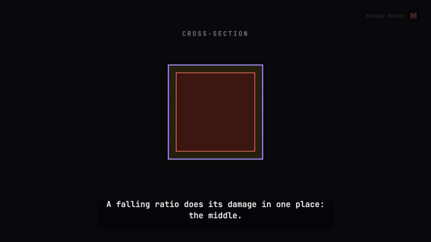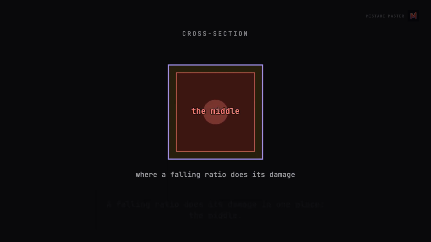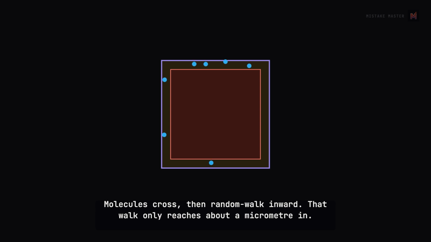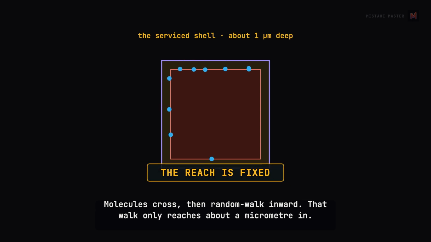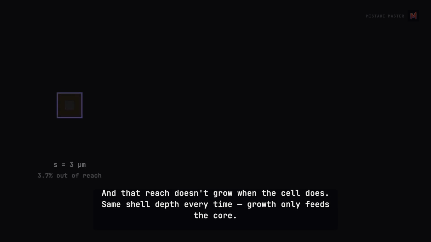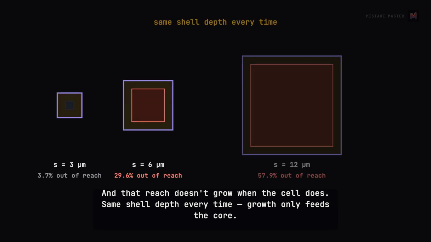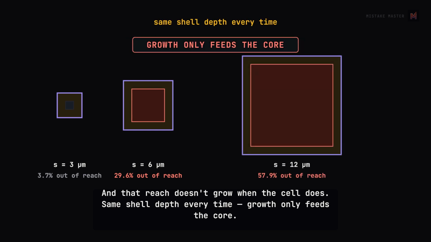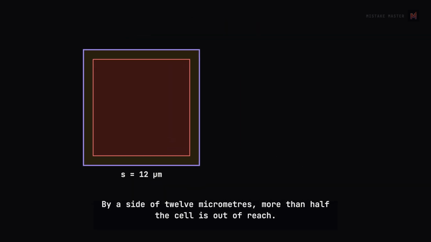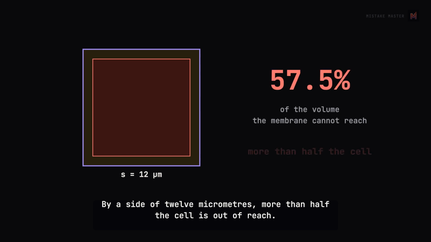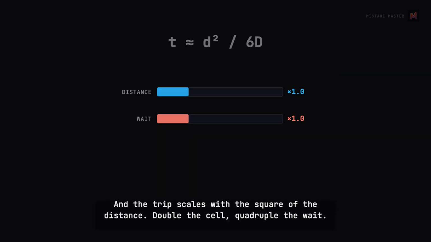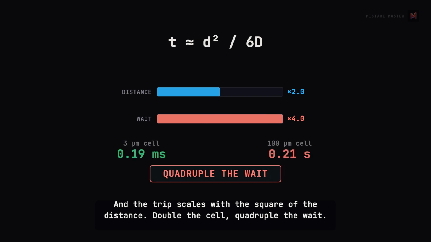A falling ratio does its damage in one place, the middle. Molecules cross, then random walk inward. That walk only reaches about a micrometer in. And that reach doesn't grow when the cell does. Same shell depth every time. Growth only feeds the core. By a side of 12 micrometers, more than half the cell is out of reach. And the trip scales with the square of the distance. Double the cell, quadruple the weight.